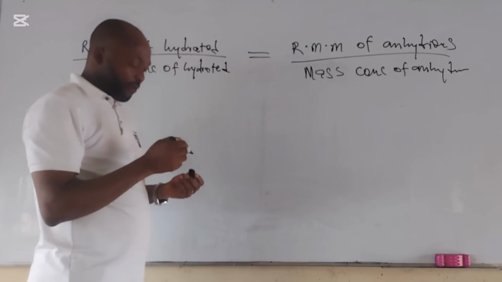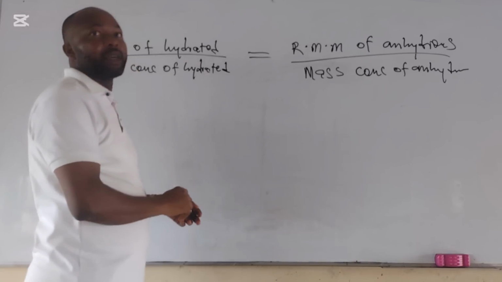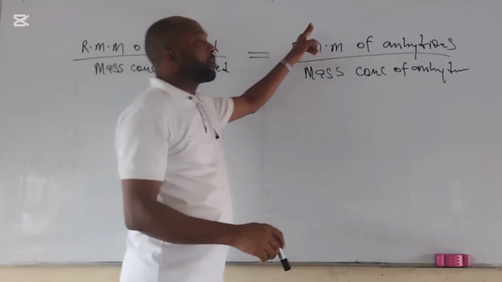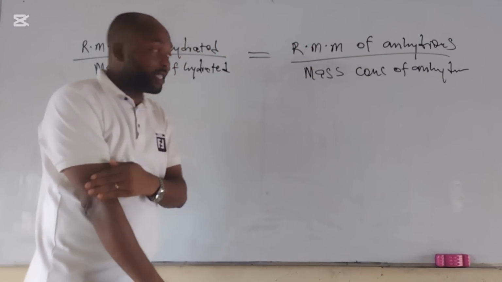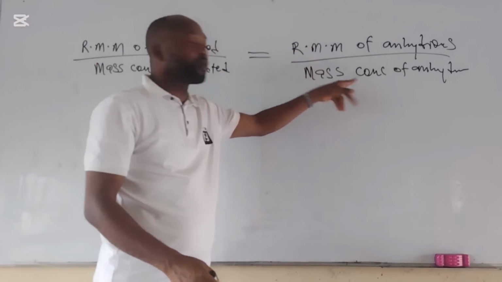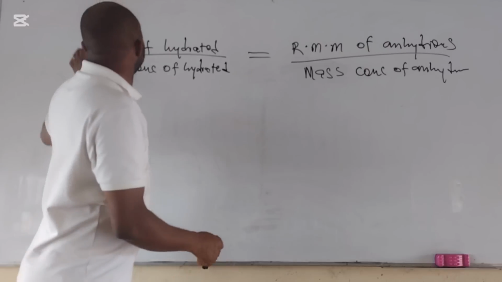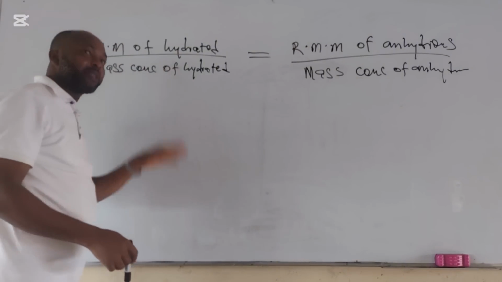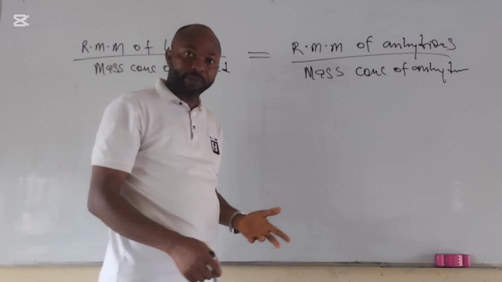If this is our formula, it therefore means that we must, at the end of the day, know the relative molecular mass of the anhydrous, which we must determine. The mass concentration of that, we're also going to determine. The relative molecular mass of hydrated, we also determine, while the mass concentration of the hydrated is often given.